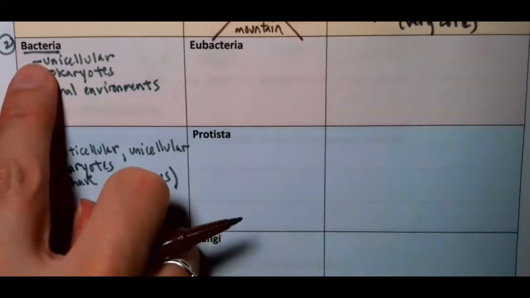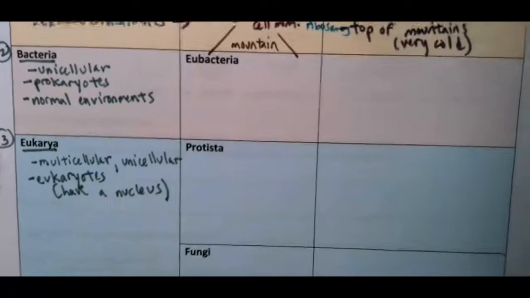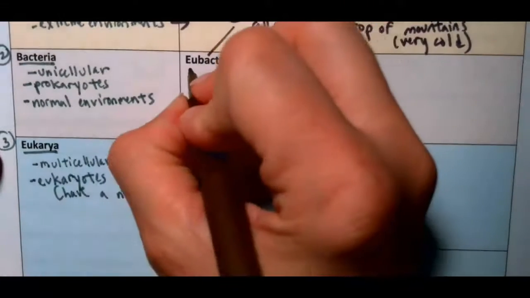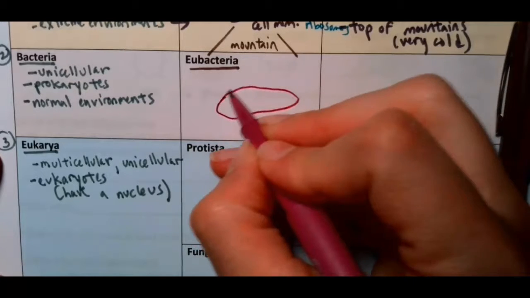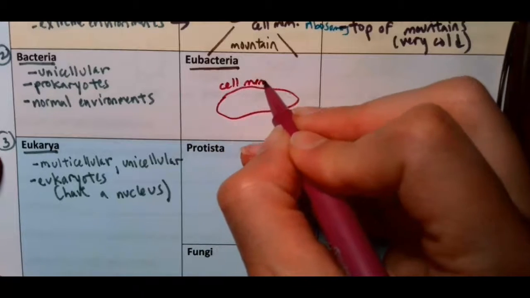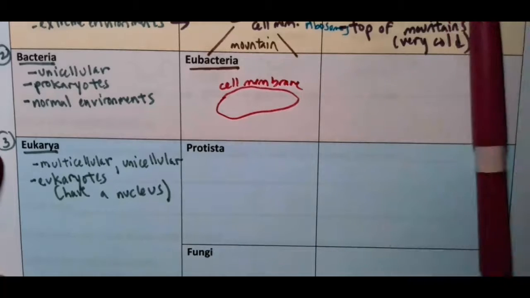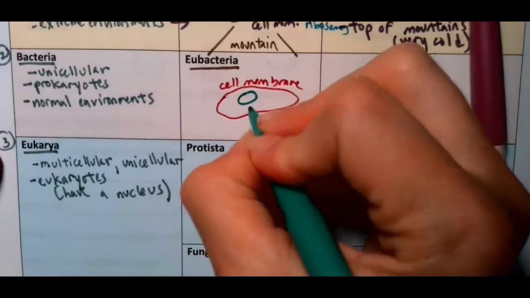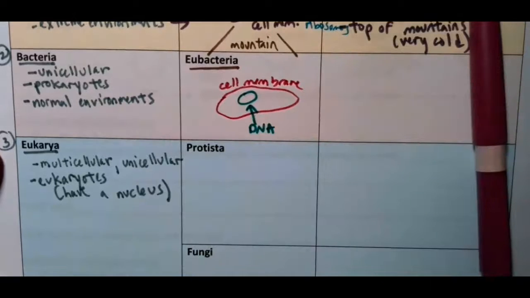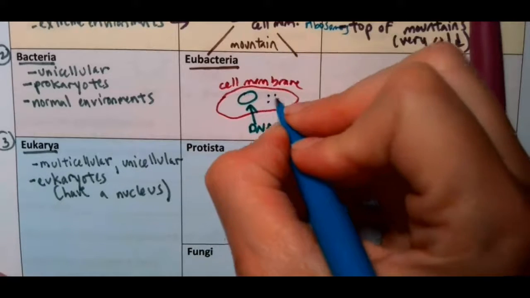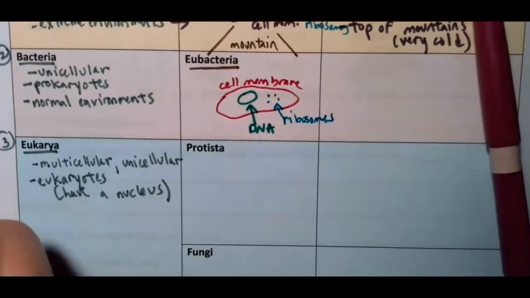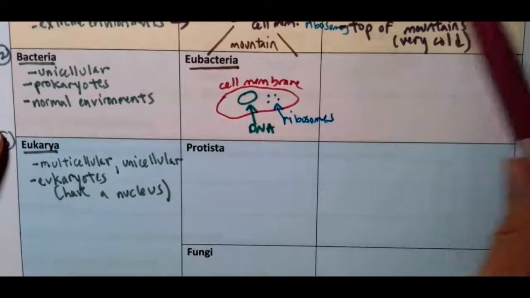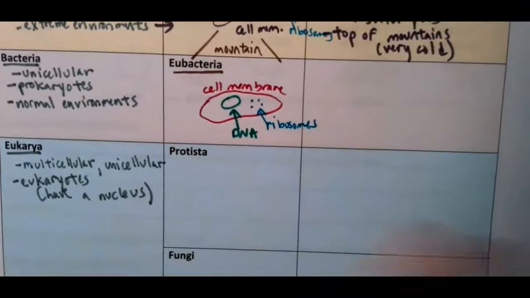Next we have the bacteria domain. Only one kingdom fits under the bacteria domain. That's the eubacteria. Just like archaea bacteria, eubacteria are one-celled. They have a cell membrane. They have DNA. And they have ribosomes. Just like the archaea bacteria, eubacteria can be producers or consumers.